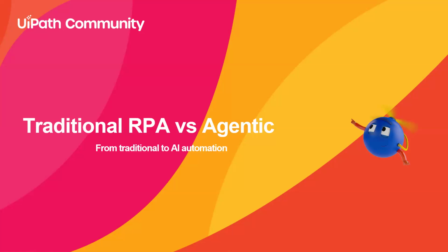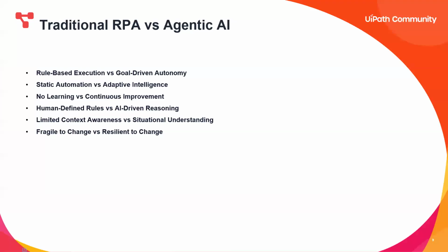But when we are comparing traditional RPA with agentic AI, we first have to understand the challenges, to decide whether to pick up agentic use cases. When we are talking about traditional RPA versus agentic AI, the first point that always comes to mind is rule-based execution versus goal-driven autonomy.